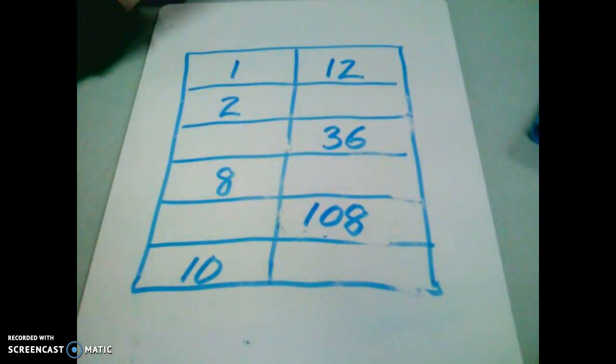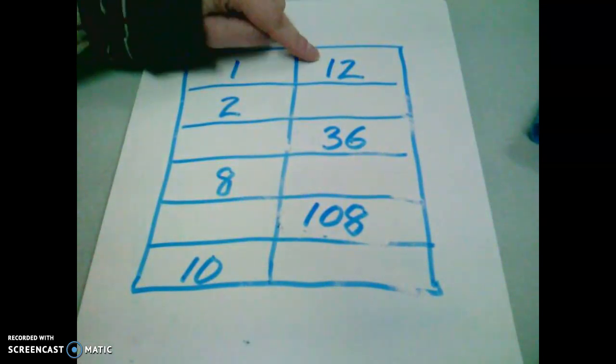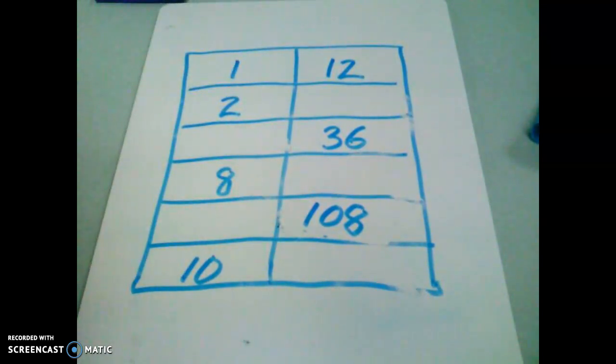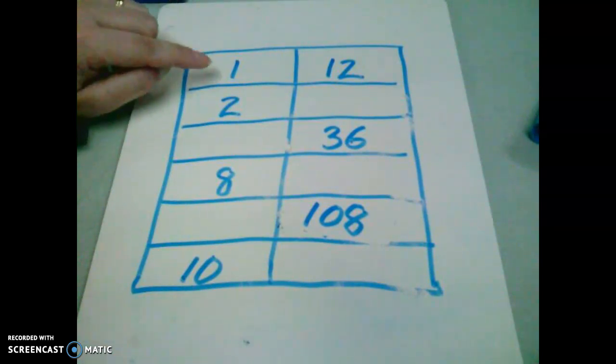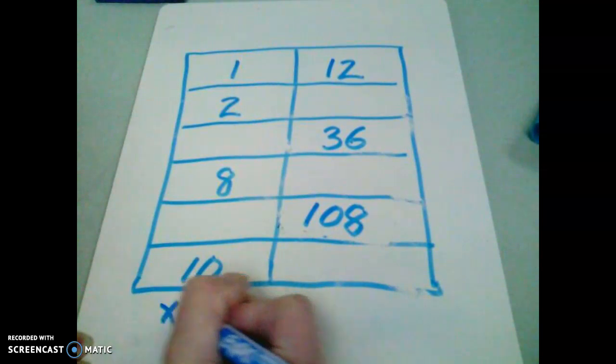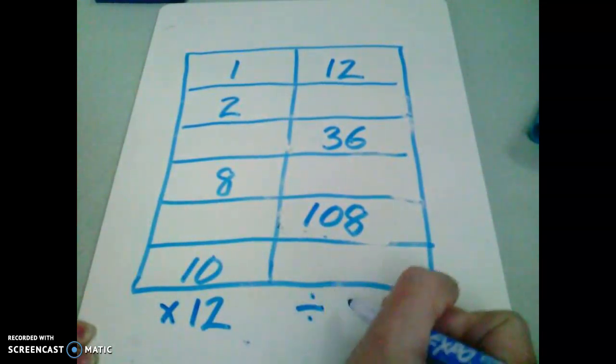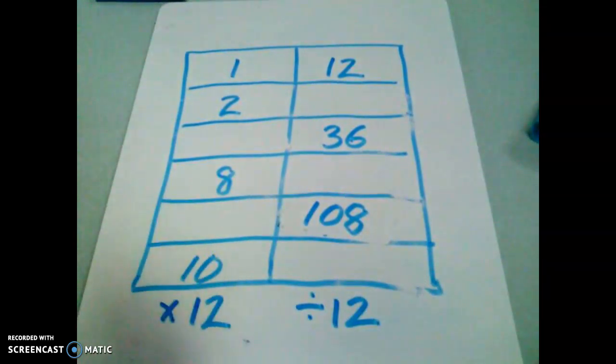So when I look at my ratio table here, if I have 1, then I end up with 12. So I know that ratio tables are used for multiplication. Okay, and I know my facts that 1 times 12 equals 12. So everything in this column I have to multiply by 12. And in this column it's the opposite. So I have to divide by 12.